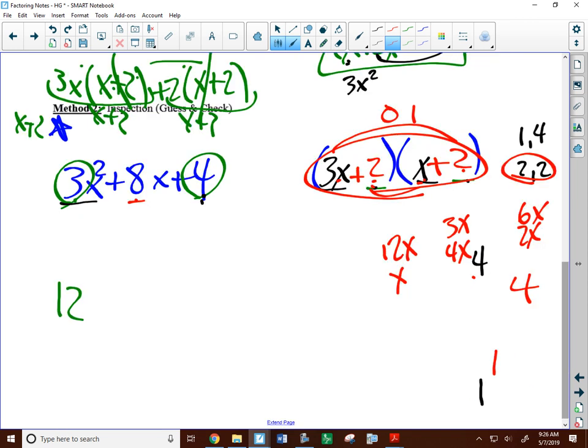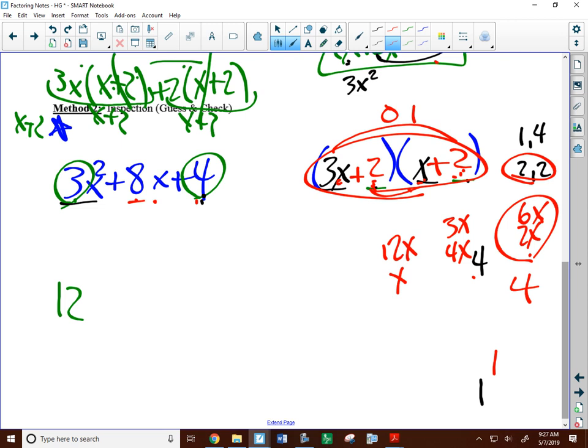So, any thoughts on the inspection method? Guess and check together. So how are you going to do a 2 and 2? Because it worked when I foiled, and I mainly just have to do the O and the I, because I already know these are going to multiply to get 4 here. But when I do the O and the I, this is 8x. The outside, 3x times 2, is 6x. Inside, 2 times x is 2x. And when I combine those, that's 8x, which is what I wanted. When I did 1 and 4, I didn't get 8x. So I know that was not correct.